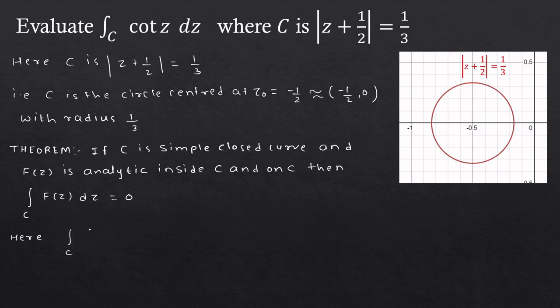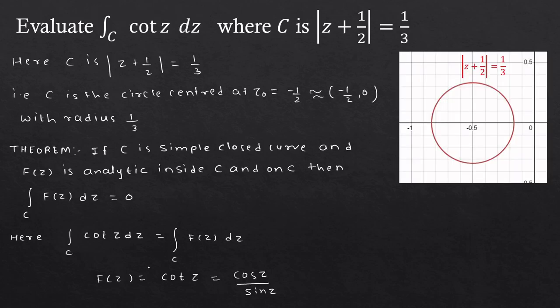Now here we have to evaluate the integration of cot z dz. So we put cot z as f of z. Capital F of z equals cot z, which we can write as cos z upon sin z. Now we have to check whether cot z is analytic or not.